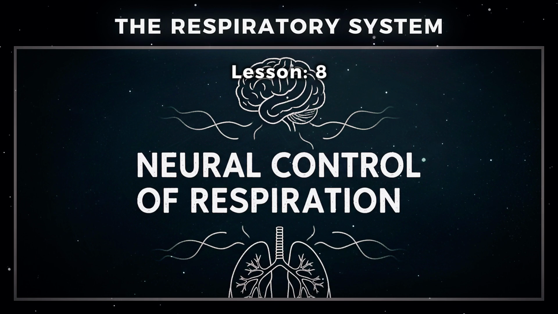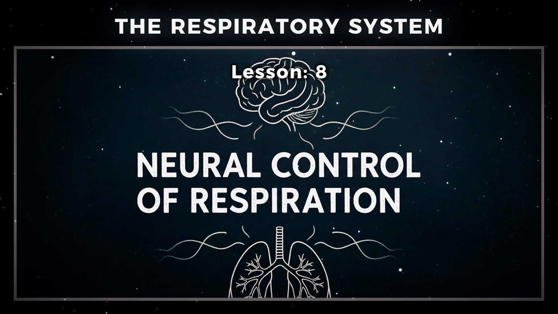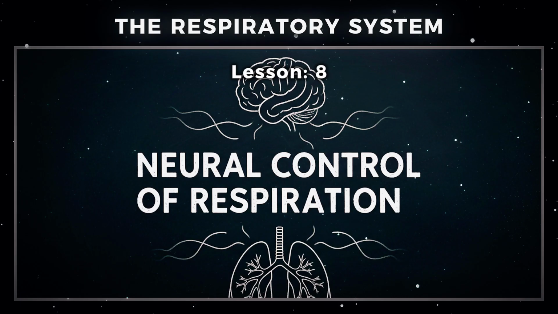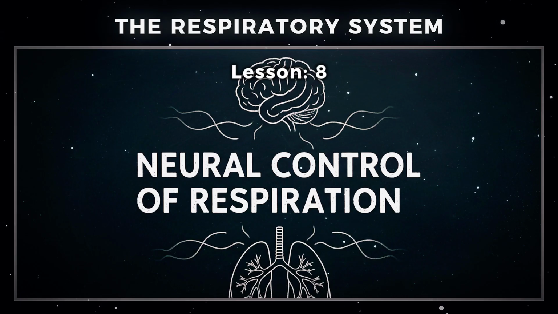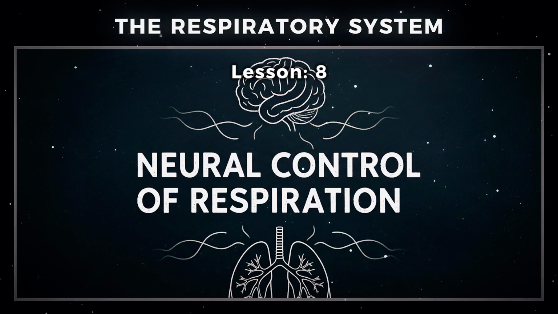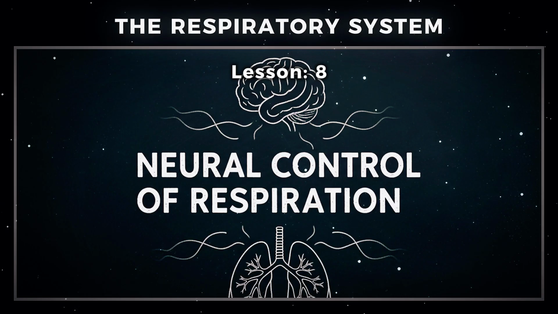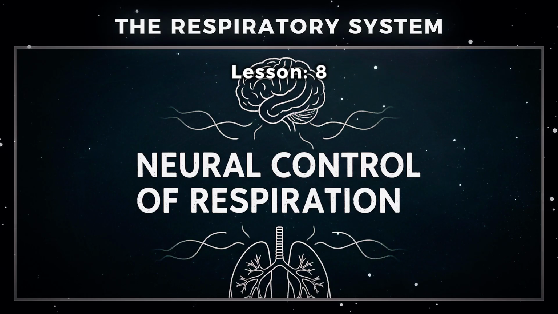Then they stop firing, allowing the muscles to relax for the 3-second exhale phase. It is a simple, elegant on-off switch that repeats roughly 12 to 15 times every minute while you are at rest. The second group in the medulla is the dorsal respiratory group, or the DRG.